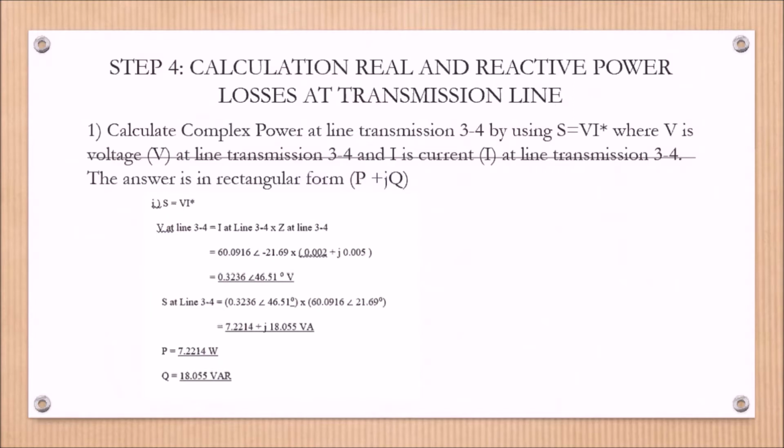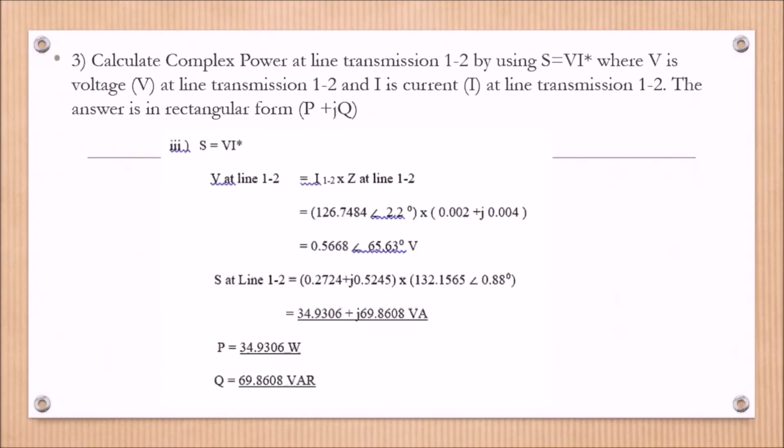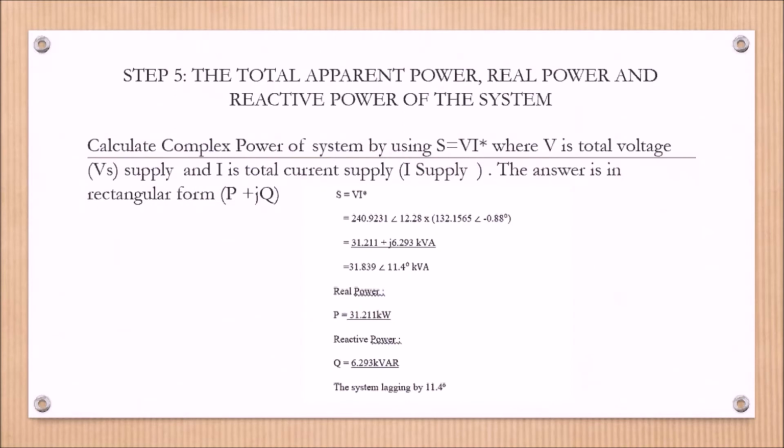We proceed to step 4, calculation of real and reactive power losses at the transmission line. First of all, we calculate the complex power at line transmission 3 to 4 by using the formula S equal to VI conjugate, where V is the voltage at line transmission 3 to 4 and I is the current at the line transmission 3 to 4 and load 3. Then we calculate the complex power at line transmission 2 to 3 by using the same formula. Next, we calculate the complex power at line transmission 1 to 2 by using the same formula.